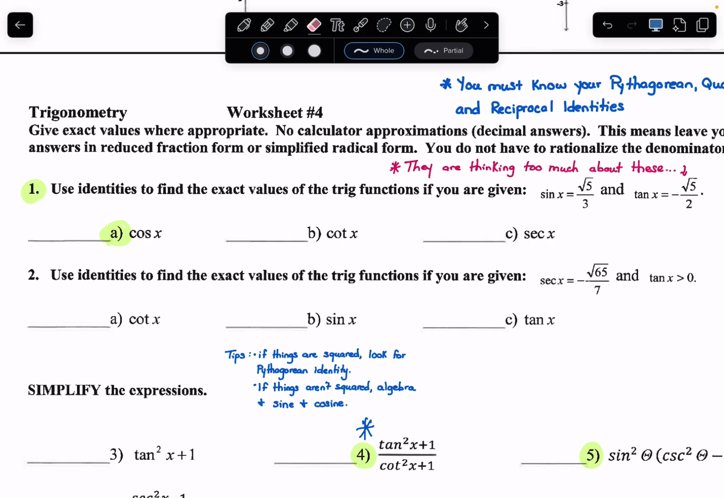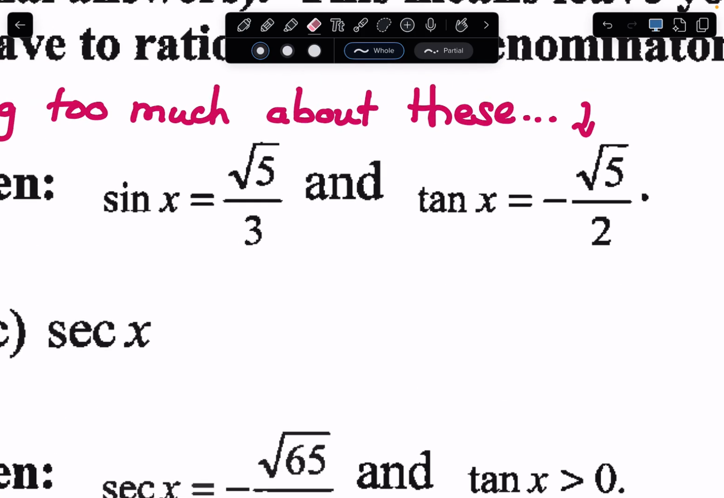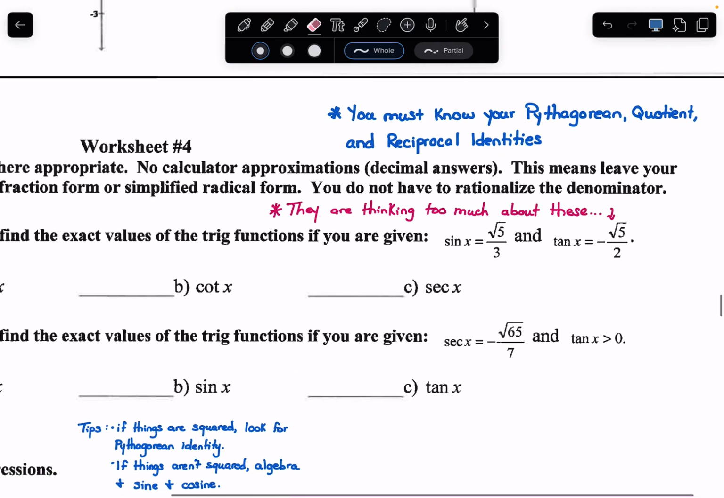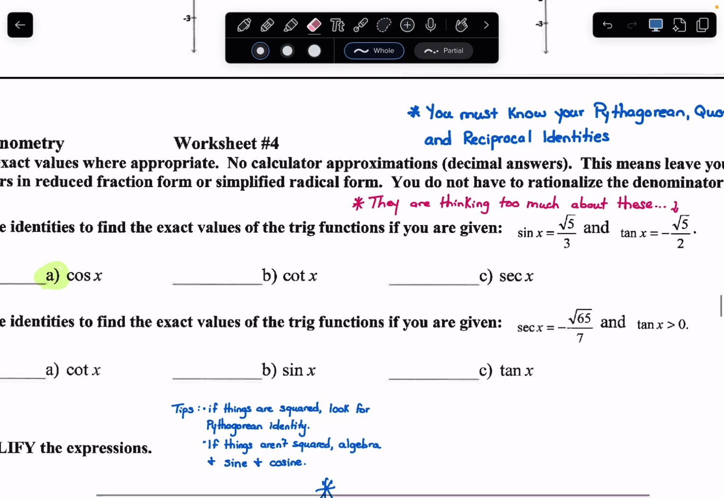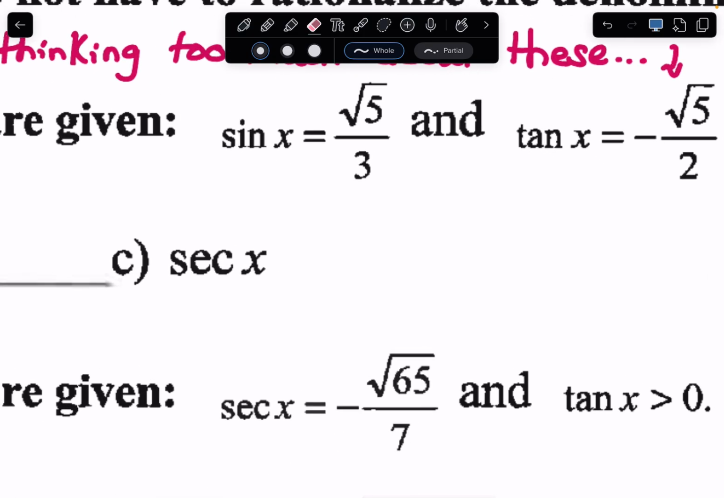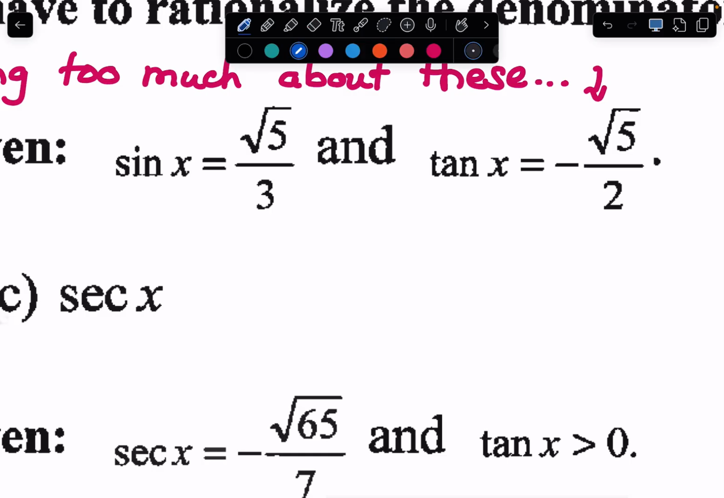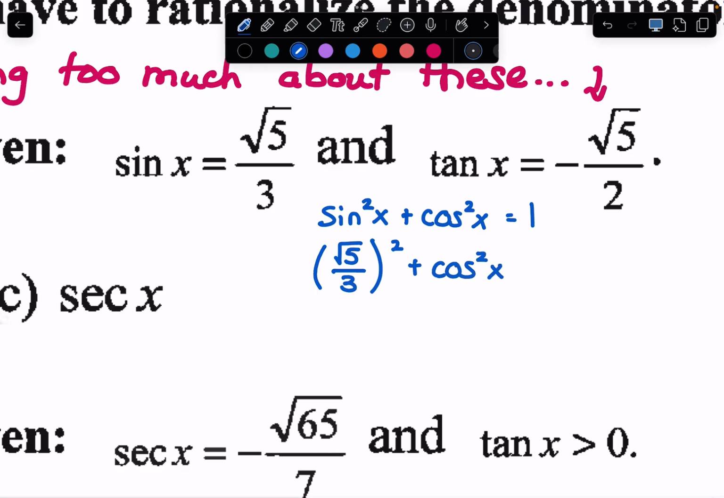It says that sine is the square root of 5 over 3, and tangent is negative square root of 5 over 2. I have to use my identities, and I need to find A, B, and C. Okay, so if I'm looking for cosine, then I know that sine squared plus cosine squared equals 1. So I can say this is the square root of 5 over 3 squared plus cosine squared equals 1.